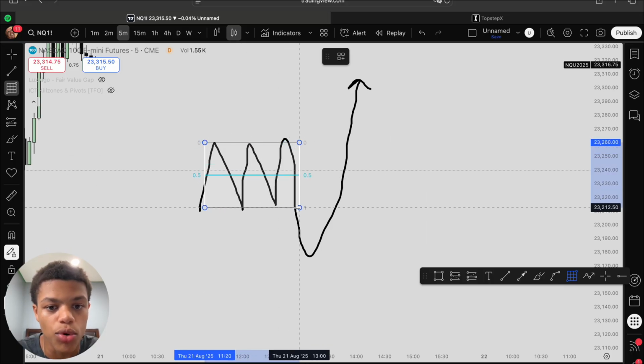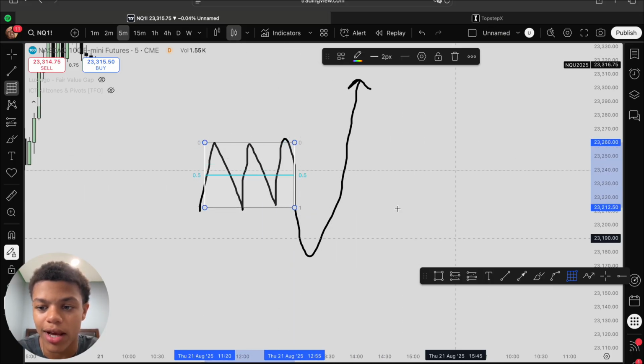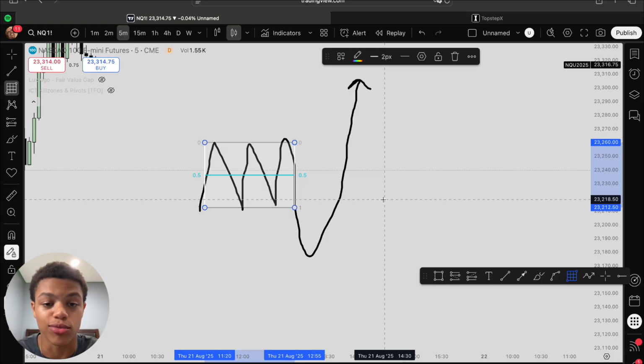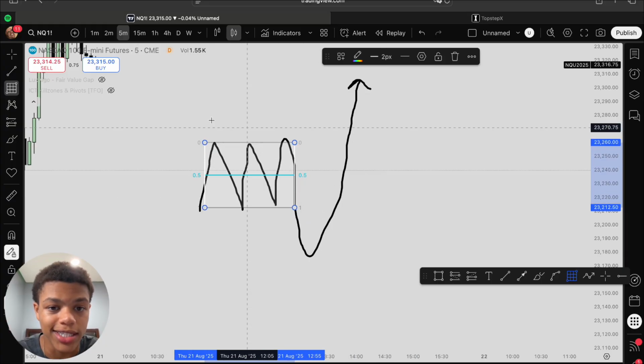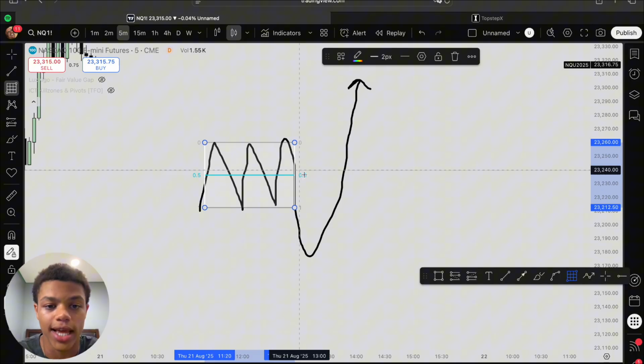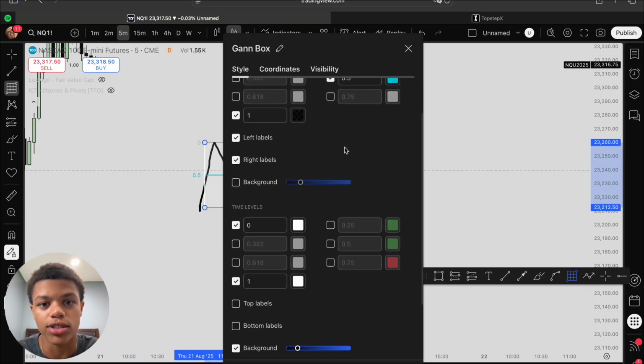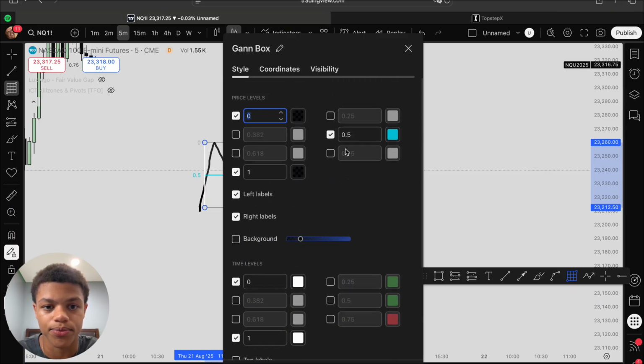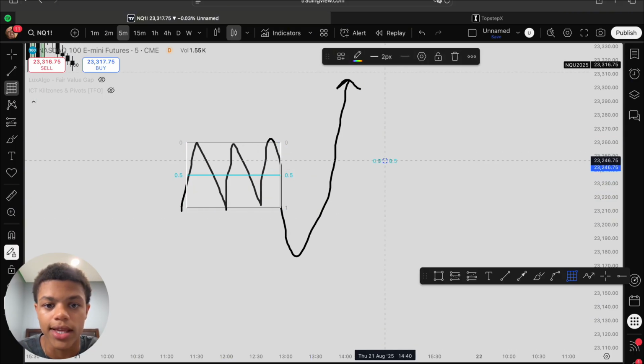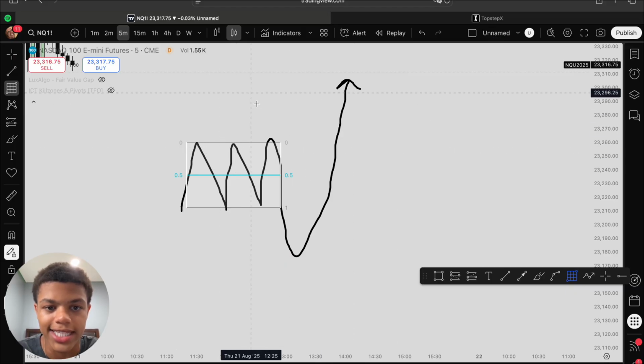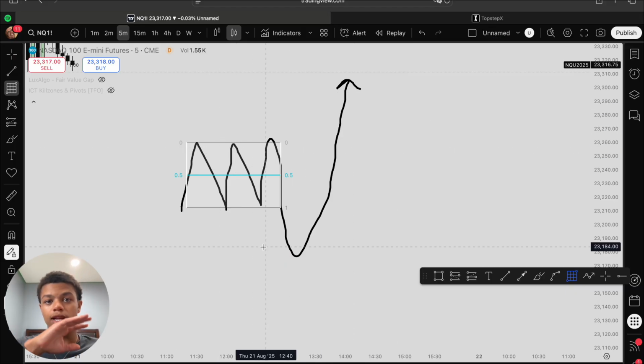I mark this out with my GAN box. What is my GAN box? My GAN box is just a tool that I use to mark out accumulation. We have buy side liquidity, we have sell side liquidity, and I mark that out. If you want to see my settings for that, they're right here. You can pause the video, screenshot, do whatever. Next, that's all for our accumulation.